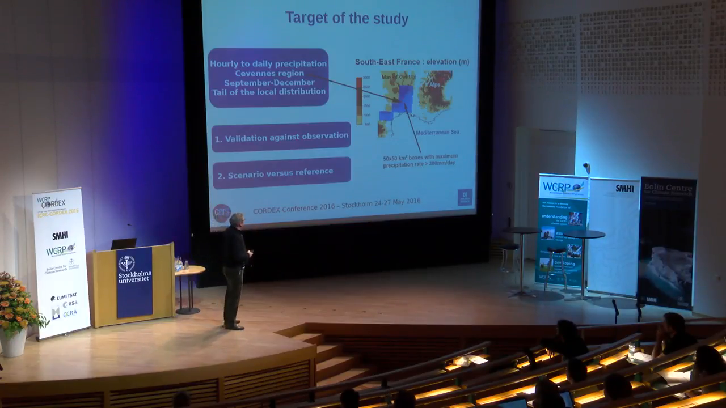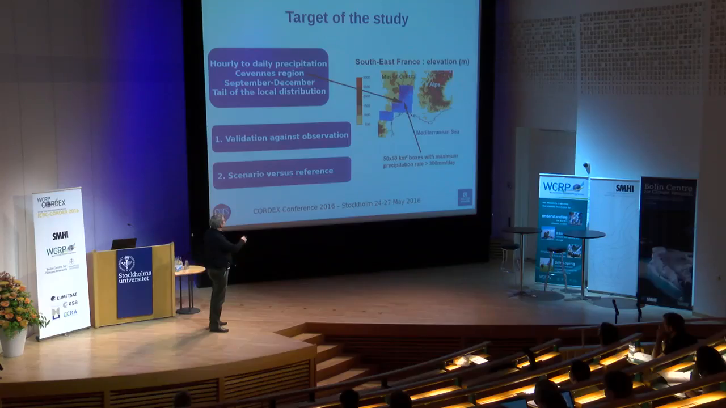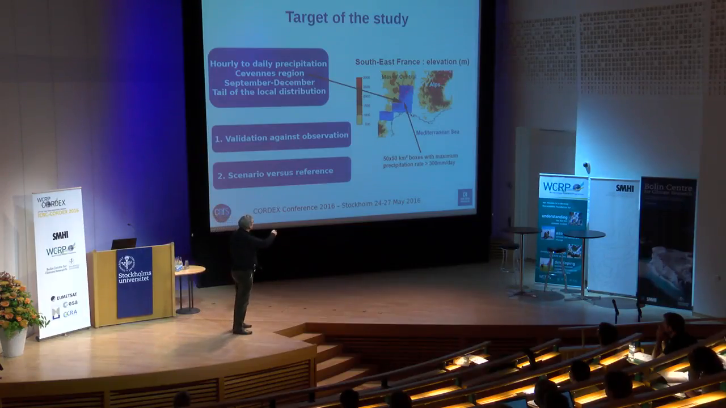In this region, we have tried to define objectively a subregion here in blue, which has been defined in the following way. The whole domain has been divided into 50 by 50 kilometer boxes, and we retain only those boxes for which the maximum daily precipitation rate in an observed series is more than 300 millimeters per day. And very nicely, instead of having boxes spread everywhere over the domain, we have a consistent area here that we will name 7.